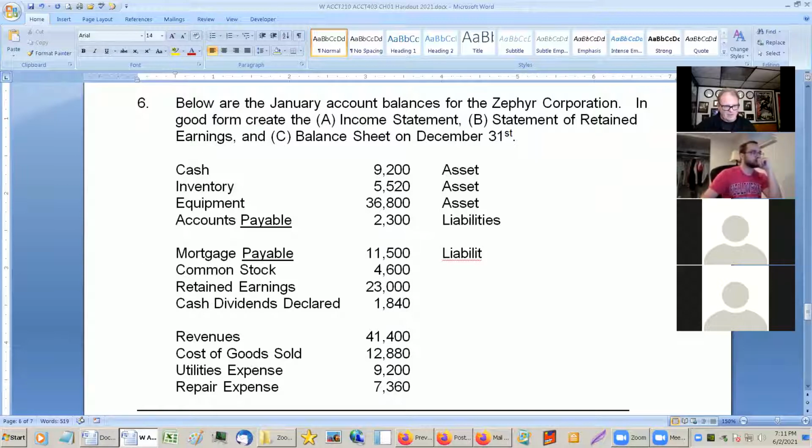I probably shouldn't do these as singular. Common stock. What heading does that go under? Equity. Retained earnings is tricky. It actually goes in two places. It goes in the statement of retained earnings, but then also the ending retained earnings would go in the equity. Yep.